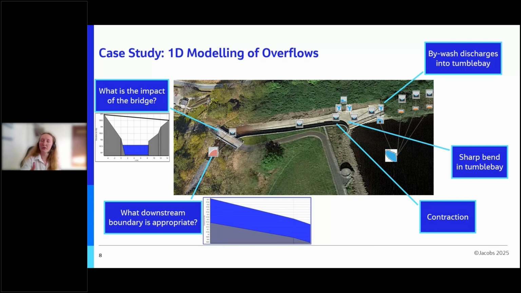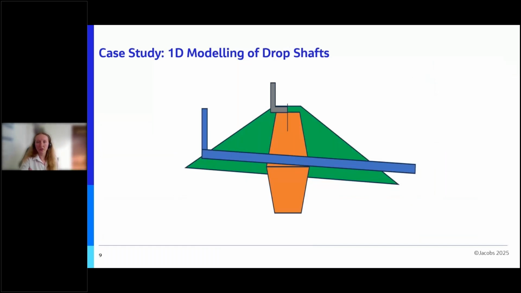Now I'll move on to a less common arrangement that you may have to model, which is a drop shaft. So some reservoirs have drop shaft spillways where the weir drops vertically down a shaft and then flows horizontally via a culvert through the dam before discharging downstream.